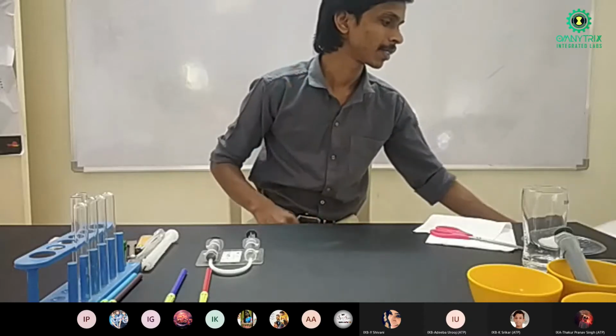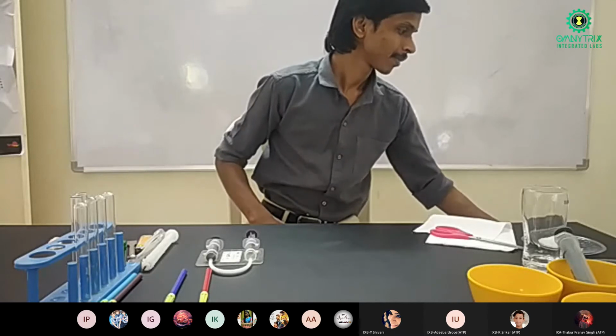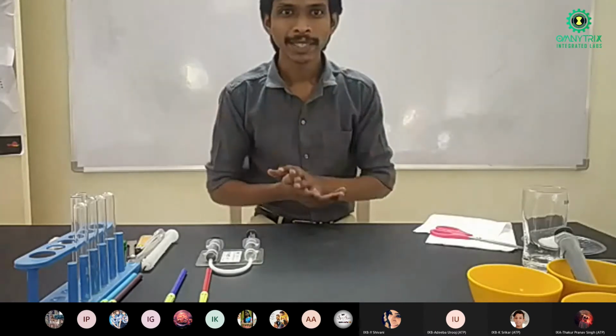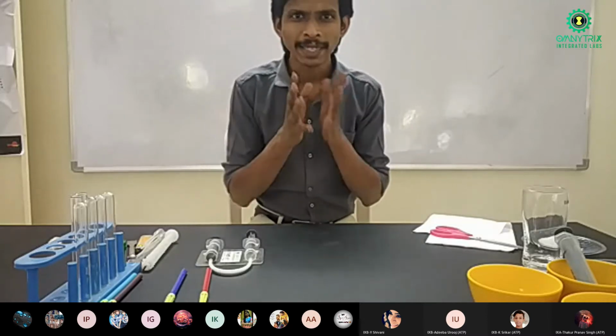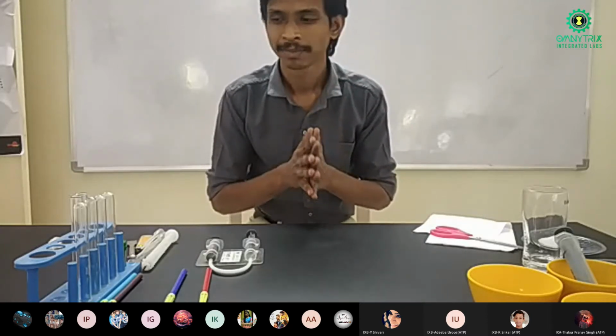First chapter, matter around us. There is activity 1, right? Identify the shape and volume of liquids. How do we identify the shape and volume?